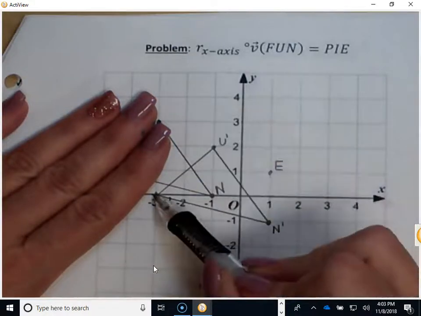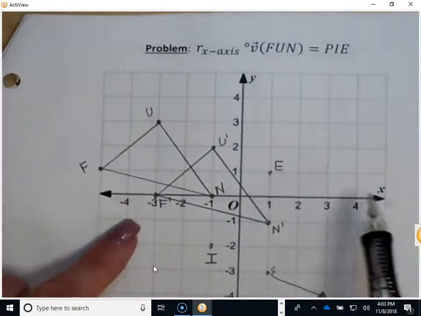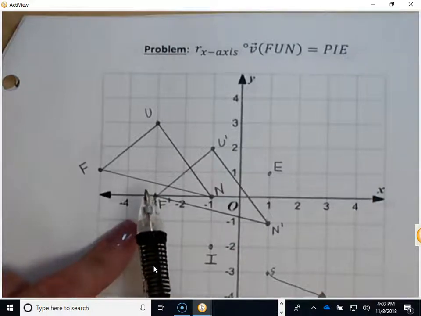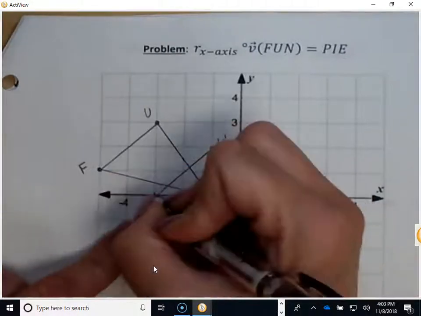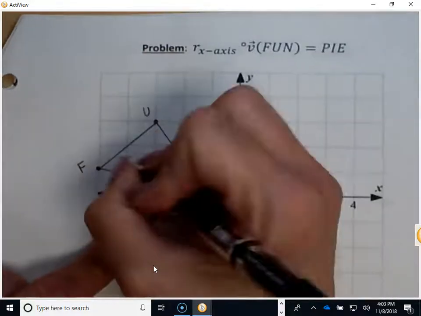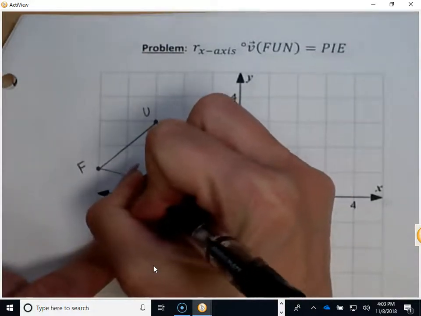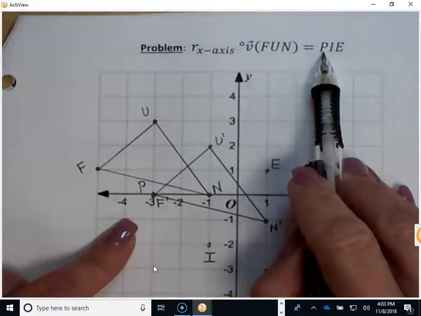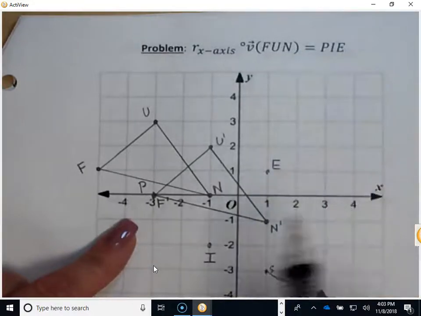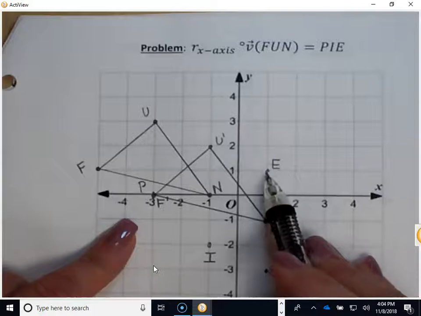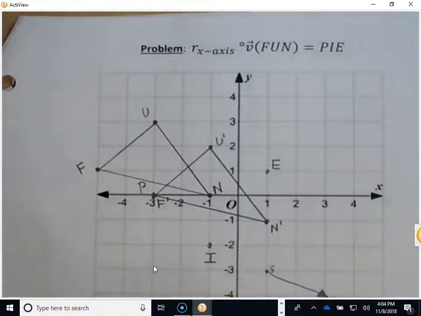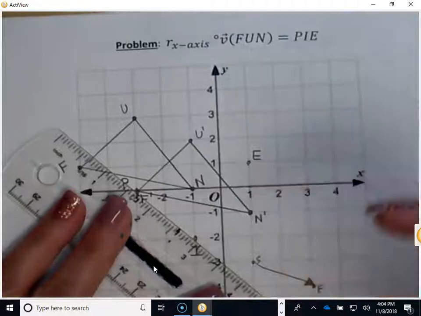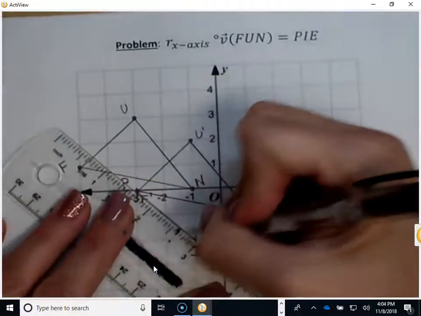Now we've got to reflect F across the x-axis. However, F is already on the x-axis. So when it's on the line of reflection, it just stays in that spot. So I'm going to relabel that point P, because F was the first letter, P is the first letter, so they want me to call that point P. So now I'm going to connect P to I to E. And then once you connect those, you can go ahead and highlight that because that is your image.